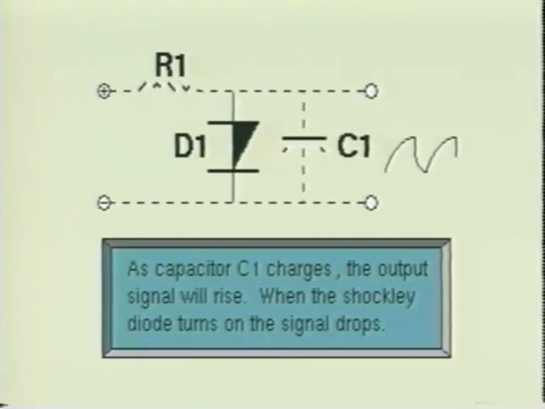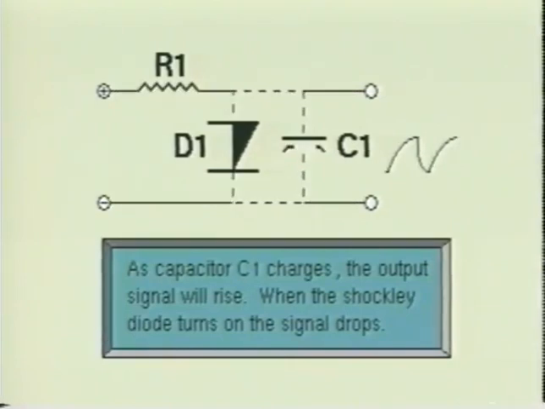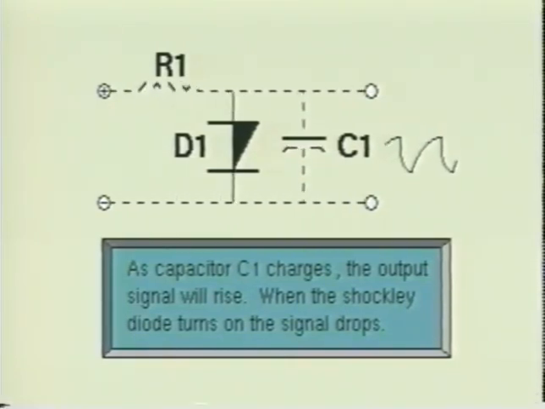The output voltage will be a sawtooth waveform. Resistor R1 must be small enough to allow the diode's switching current to flow when the diode switches on.